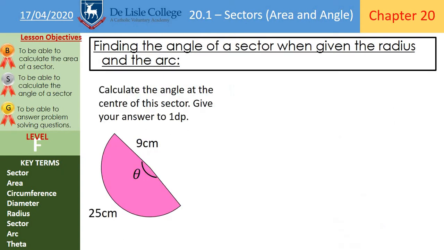Brilliant. Right, if you could now have a go at this other example question on your own. So it says calculate the angle at the centre of this sector. Just to be clear, that 9 does just signify the radius. Okay, so that's ready for you. And we're trying to find the angle to one decimal place. Please pause the video as you have a go and just use the formula that you wrote down from the previous slide.